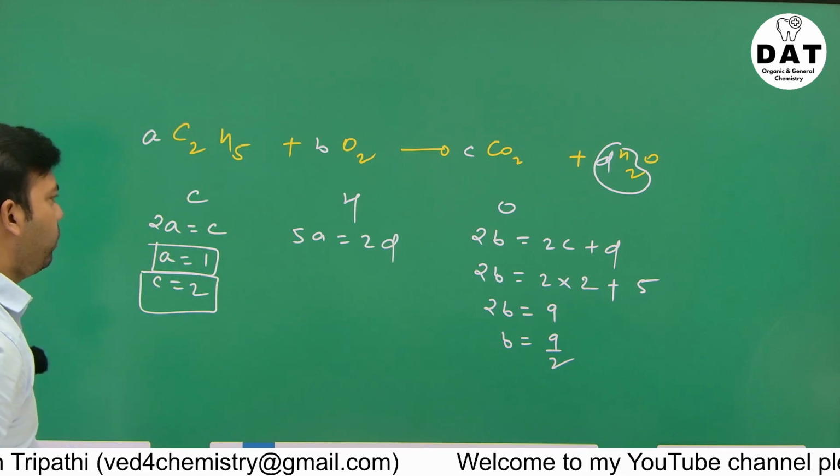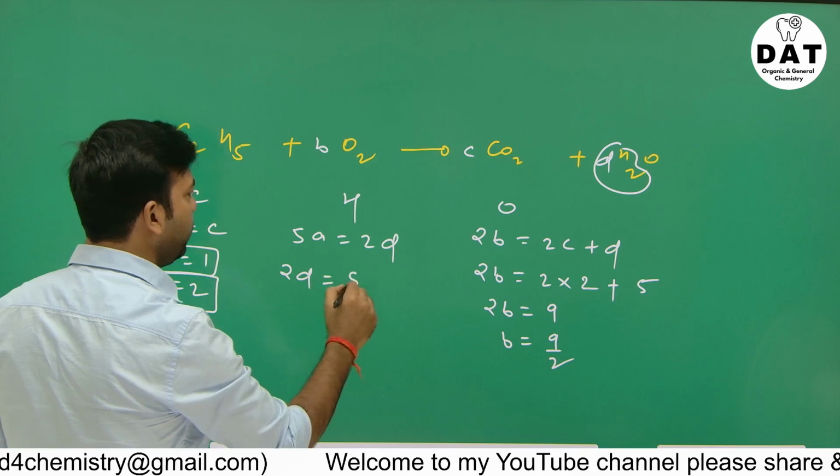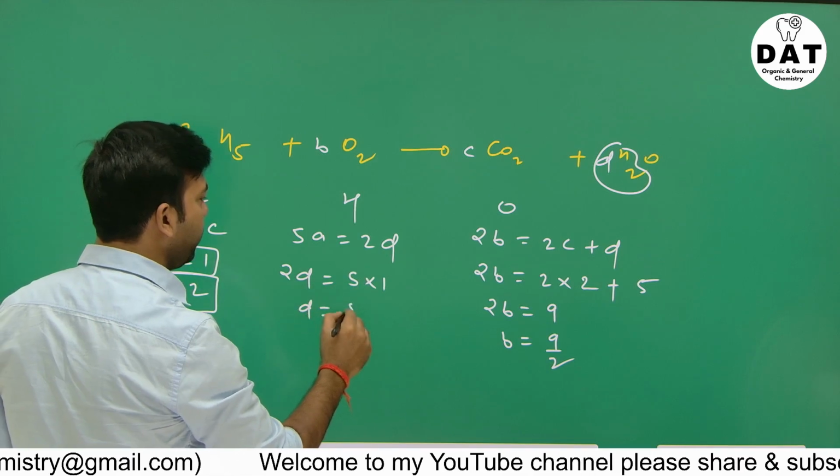So A is my 1. So 2D is equal to 5 into 1. So D is equal to 5 by 2.